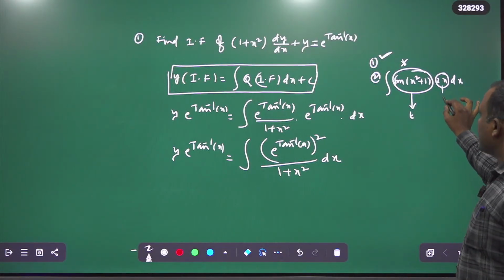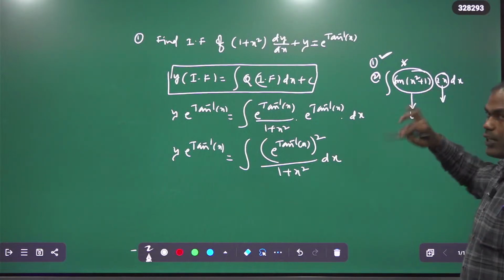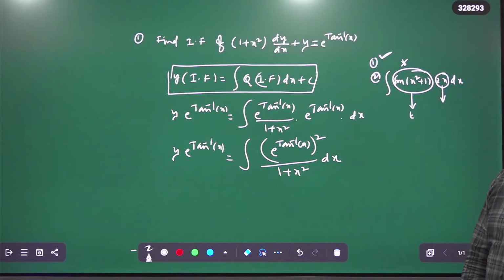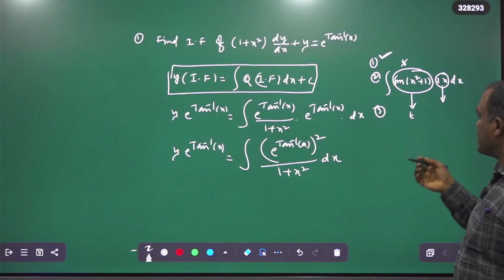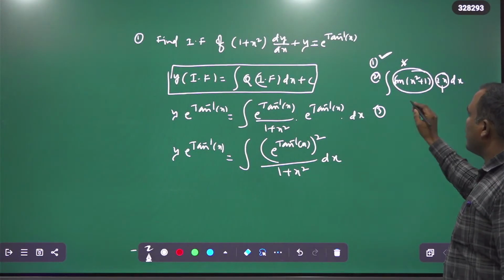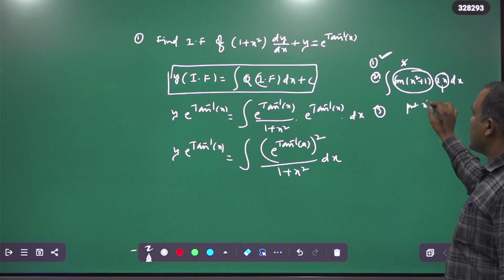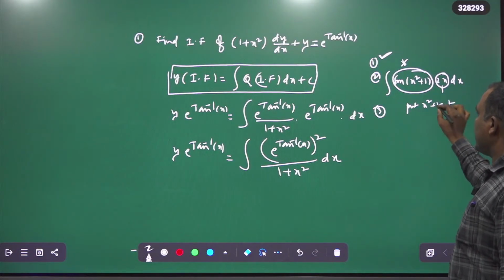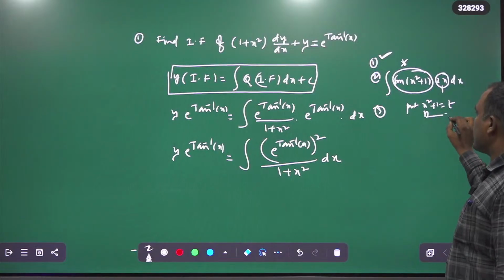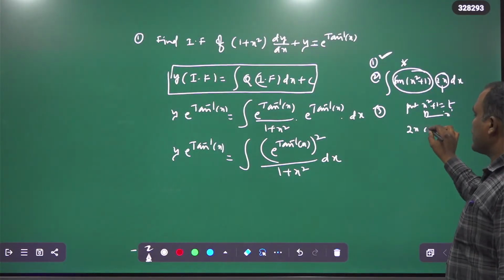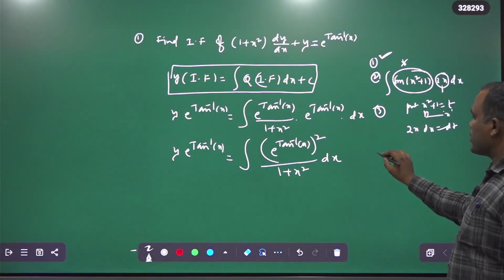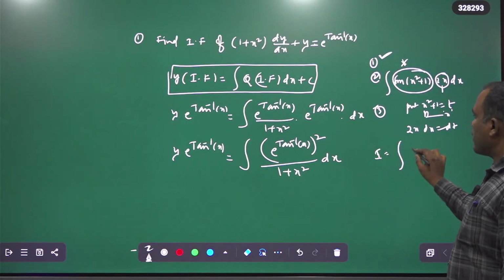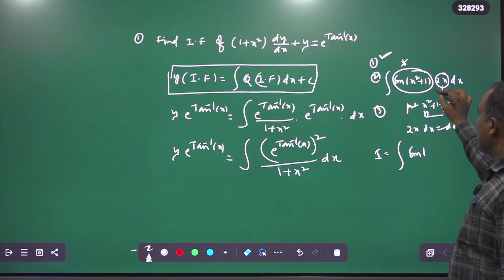And coming to the second, if you take 2x equal to t, we are not getting sine. Then what to do? We should modify the problem. How can you modify? Now we should take x square plus 1 equal to t, then differentiate with respect to x. Now 2x into dx is equal to dt. Now the given integral becomes integral of sin t into 2x into dx.